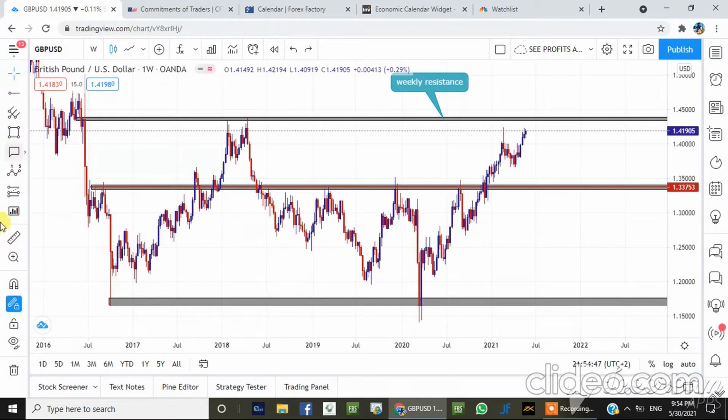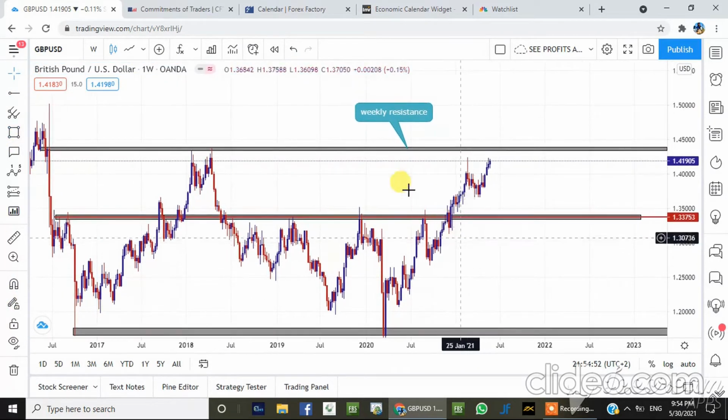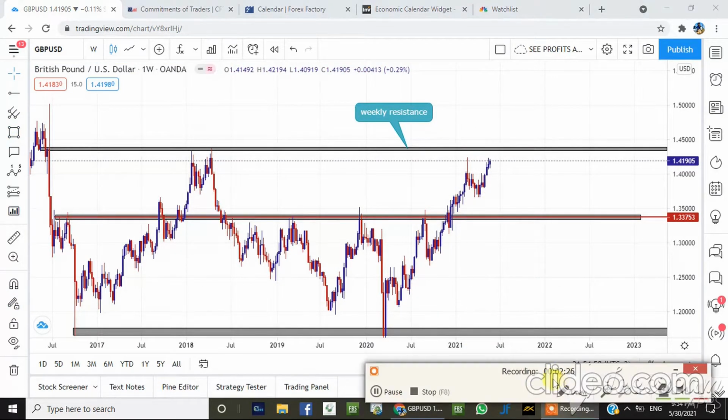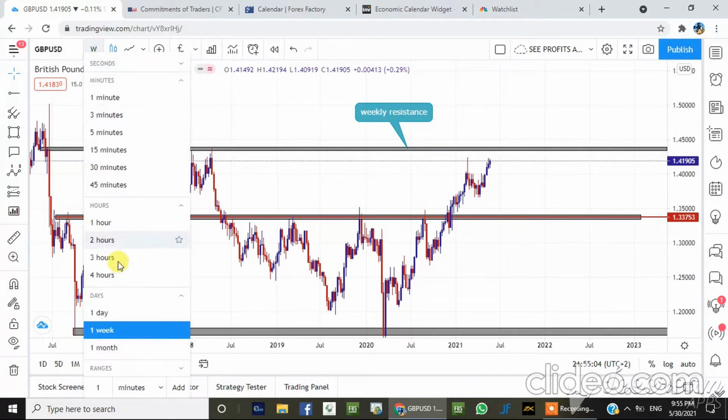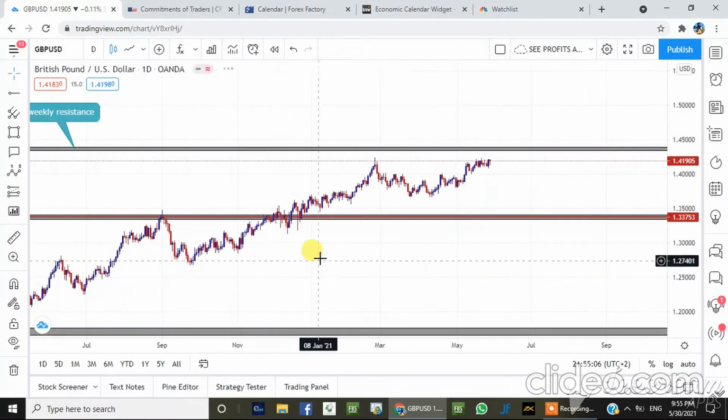It is not stable. So in order to find the structure, we can also see that we are on a bullish momentum, but we are approaching our resistance. So let's go to the daily time frame so that you can see what we have.